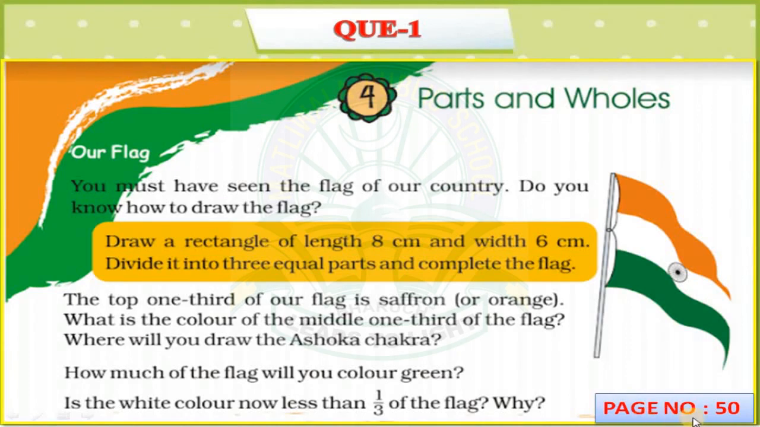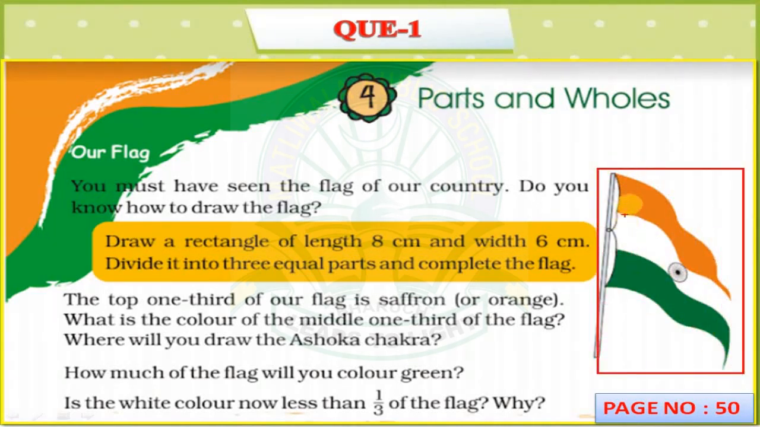If you will open the page number 50, parts and wholes, our flag. You must have seen the flag of our country. Do you know how to draw the flag? You can see, this is our flag, right? So the flag is made up of three colors: orange, white and green. And in between the Ashoka Chakra is located.